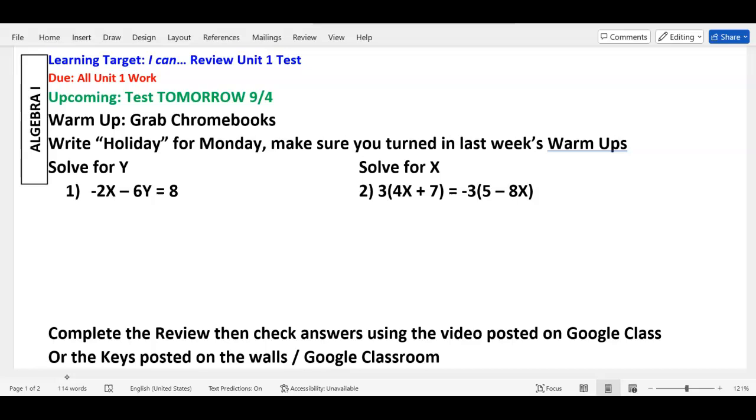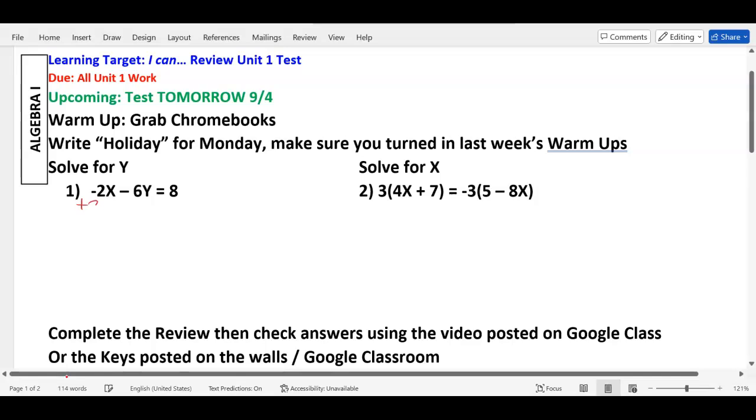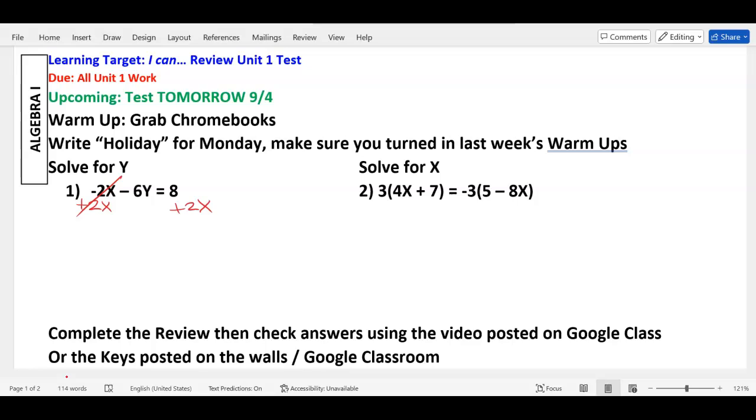Well, number 1 here, here's your first step. If I want to solve for y, I need y by itself. Y currently has a minus 2x and a minus 6. I got to get rid of both of them. So first step, how do I get rid of a minus 2x? What's the opposite? Plus 2x, okay? We're moving the whole term over. So plus 2x, plus 2x. The minus 2x and the plus 2x cancel out.